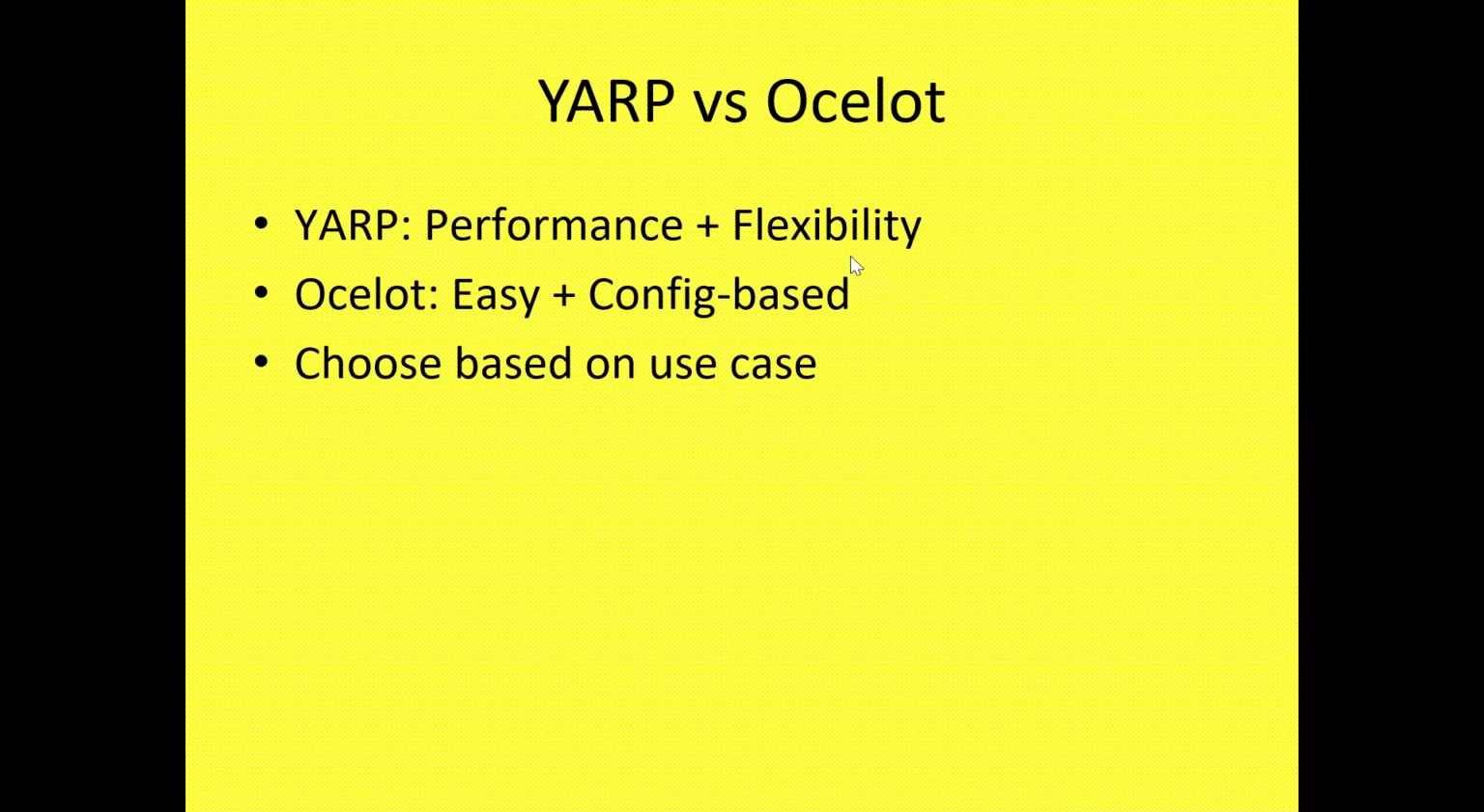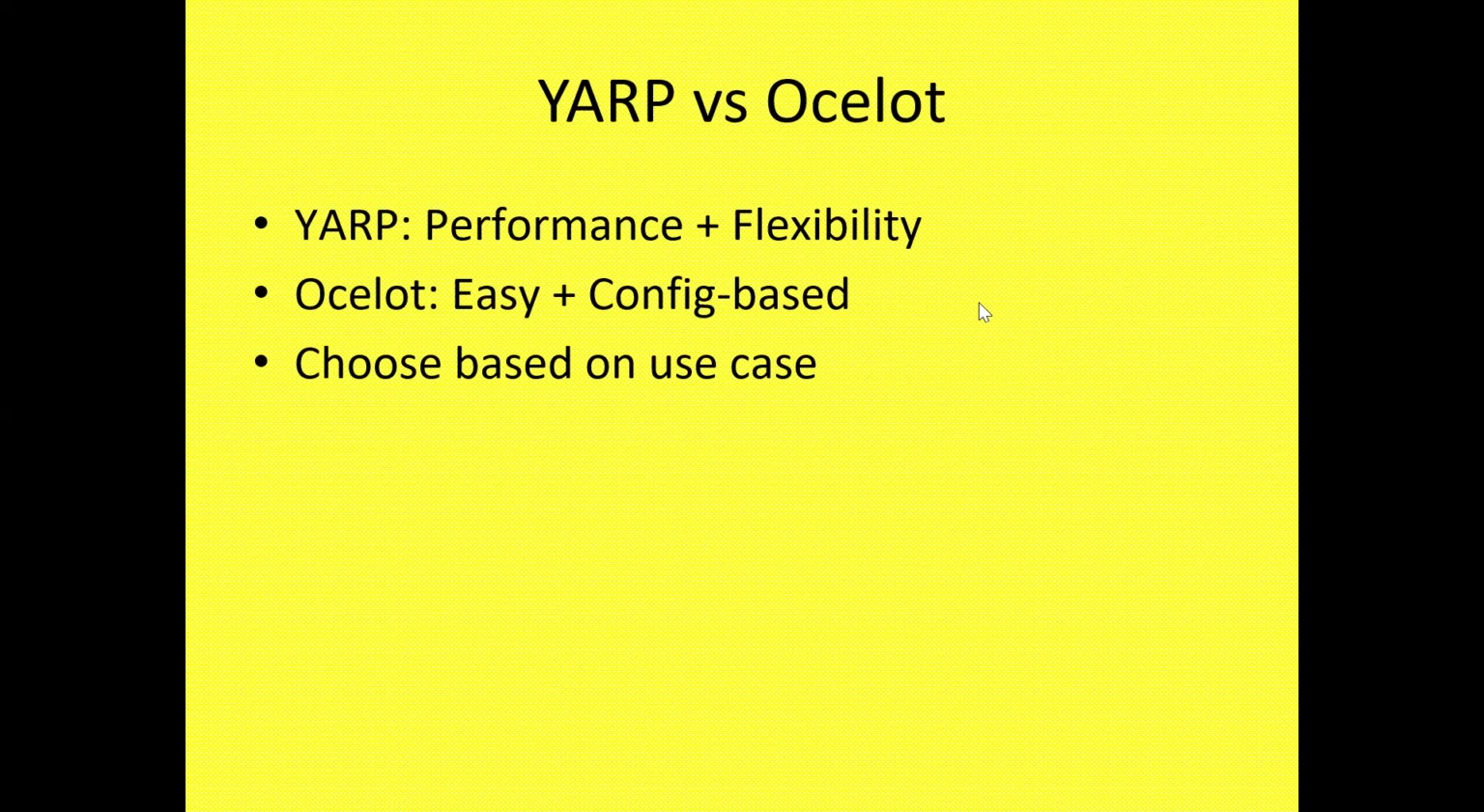YARP is performance plus flexibility. Ocelot is easy plus config based. Choose based on the use case. Now you tell me in which use case you will choose YARP and in which use case you will choose Ocelot. For me, I will use Ocelot. Ocelot will be easy, right? If it is not a large application, then we can go for Ocelot. See, anything simple and medium based application, you can go for Ocelot. Anything enterprise based application, you can go for YARP. As simple as that.